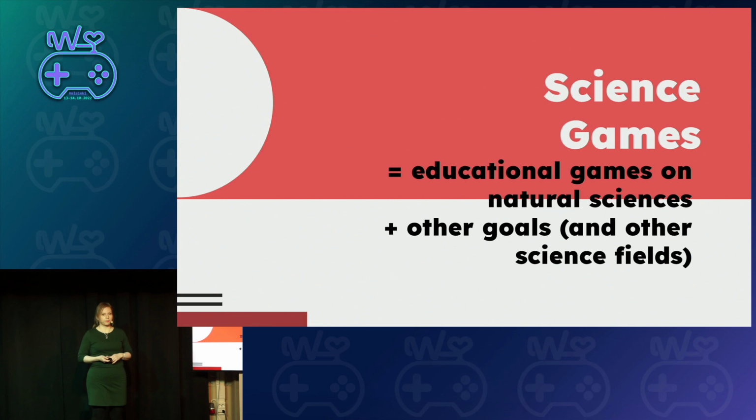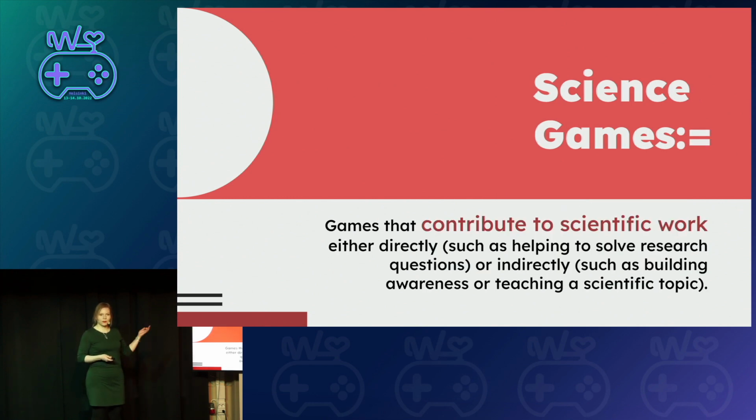She lists many of them. But maybe also other science fields, not just natural sciences. So I would suggest that we use this term of science games, describing games that contribute to scientific work, either directly, such as helping to solve research questions, or indirectly, such as building awareness or teaching a scientific topic, for example. If we used just this for quantum games, we wouldn't capture all the games. So this is why I'm not using this to say that quantum games would be a science game about quantum physics. It's something more.